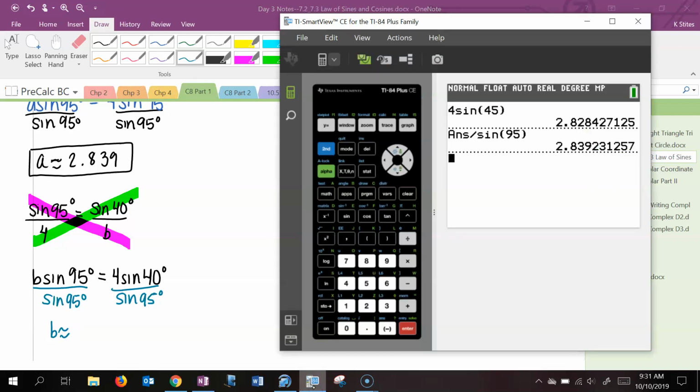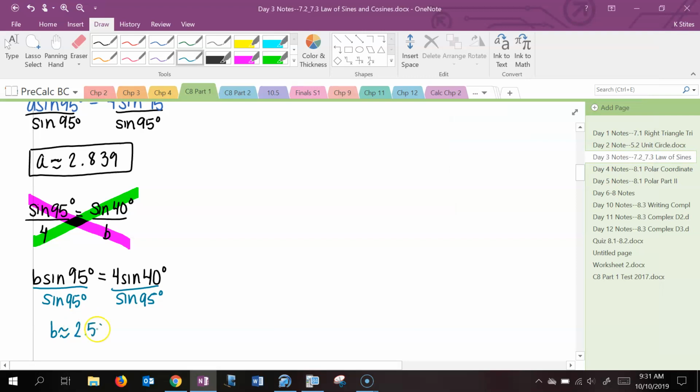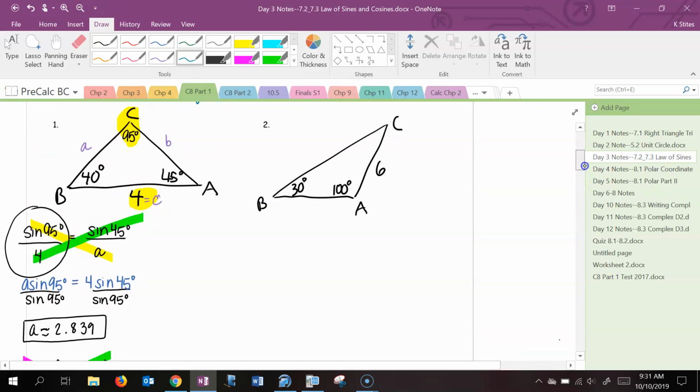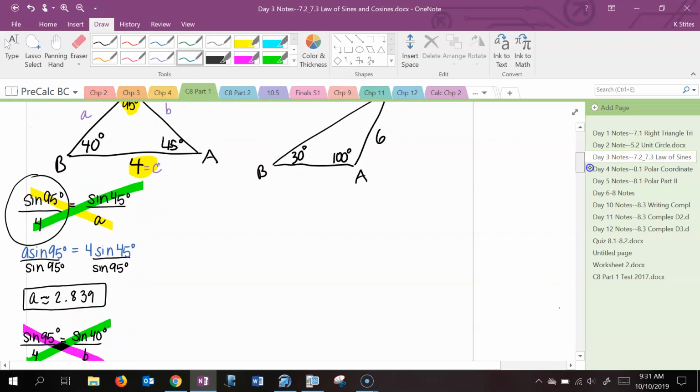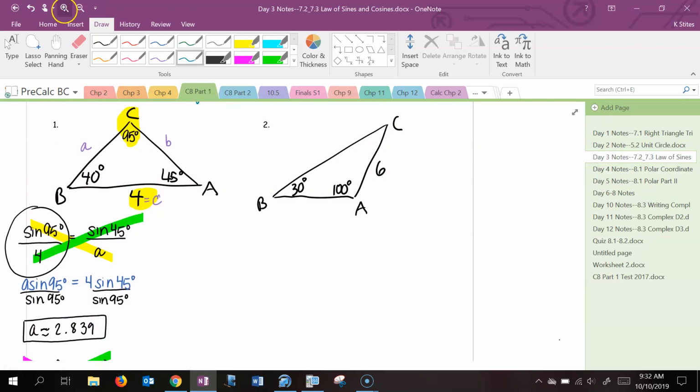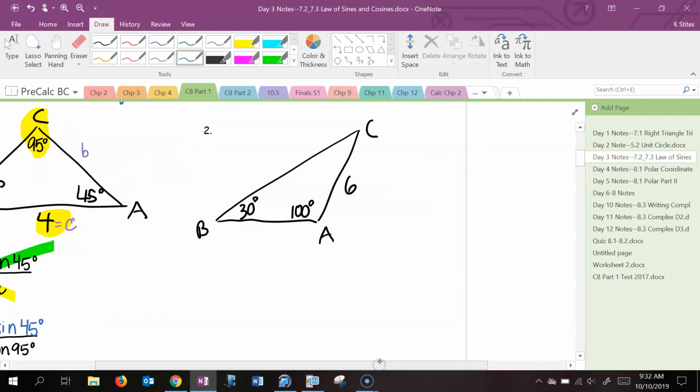And let's see. Divide by sine 95. And you should get this, 2.581. All right, there you go. 1 down, 4 to go. Okay. All right, so this next one, number 2, is a little different. Actually, no, it's really not.